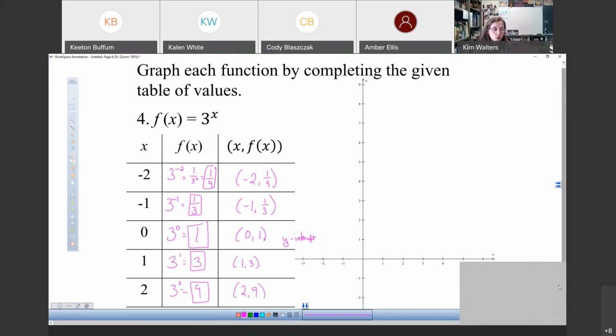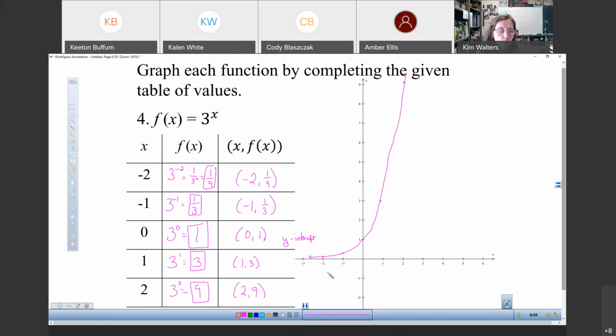So now I'm going to sketch the graph of this, plotting these points. Now, 1/9 is a little bit hard to plot, so negative 2, positive 1/9. I'm going to point something out to you in just a second. Negative 1, positive 1/3, a little bit bigger. 0, 1, 1, 3. And 2 is way up here at 9. Now, here is what my graph looks like, and it is going to have the same basic shape no matter what my base is.